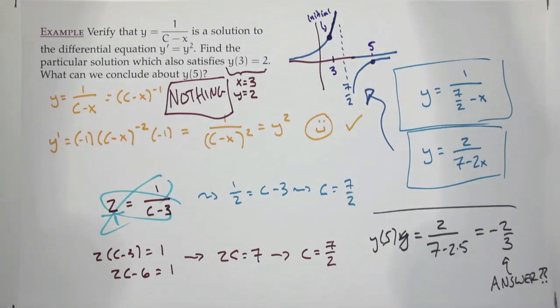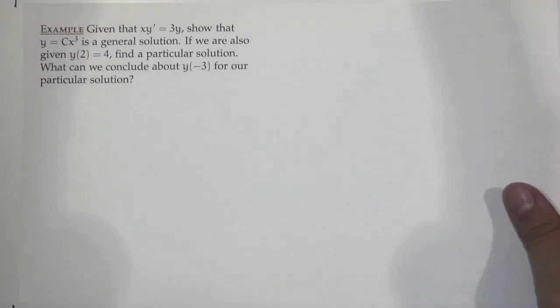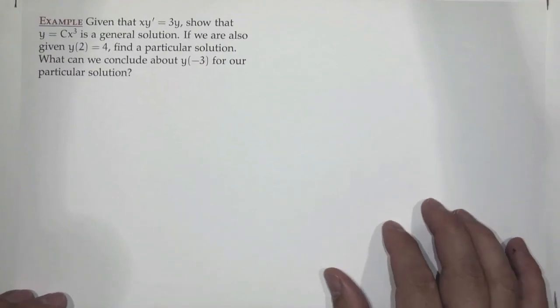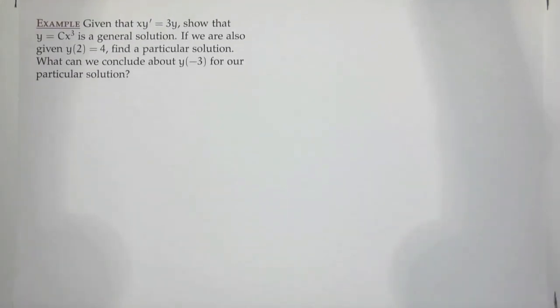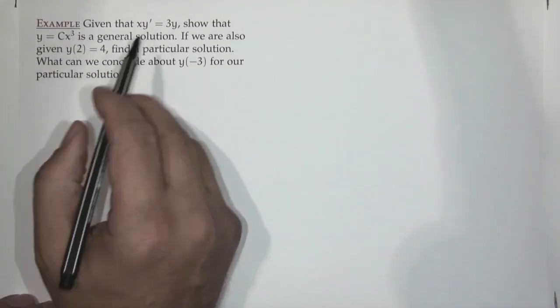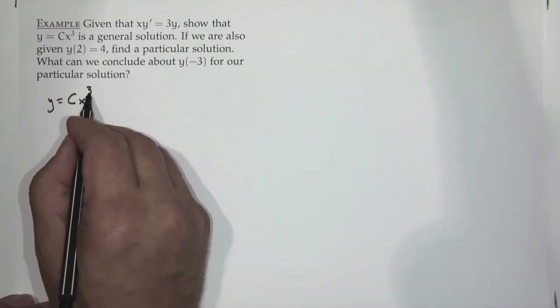All right. Well, now we'll do something that's clearly not so tricky. A second example. Given that xy prime equals 3y, show that y equals some constant times x cubed is a general solution. So let's just do that. Do what we did before. Let's remind ourselves y looks like some constant times x cubed.